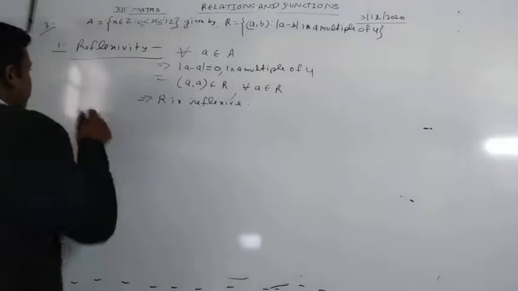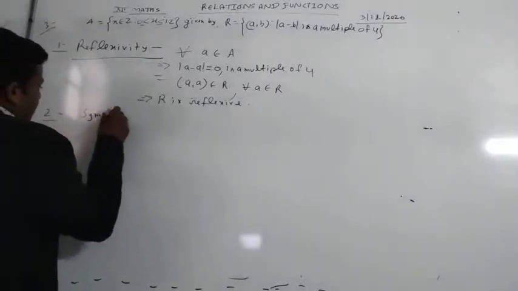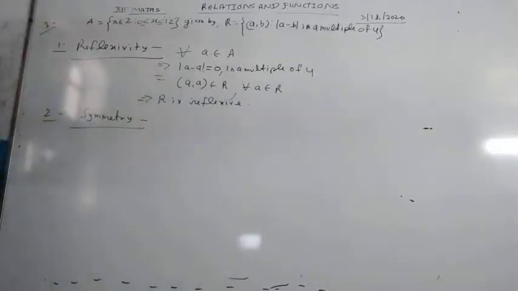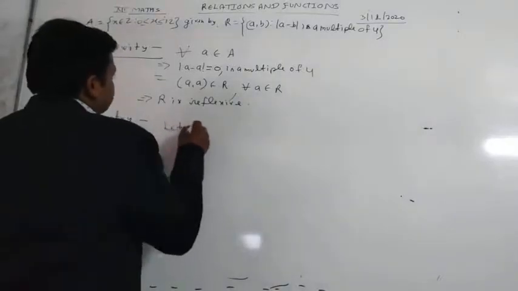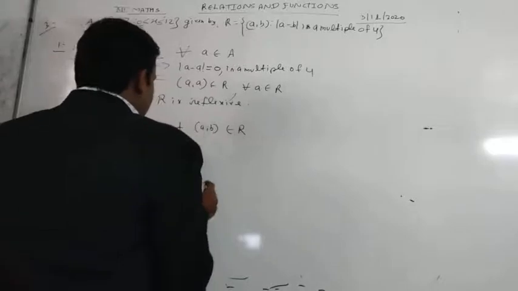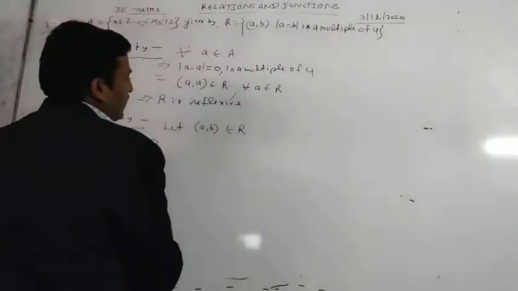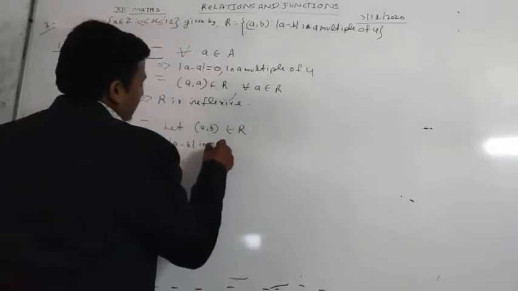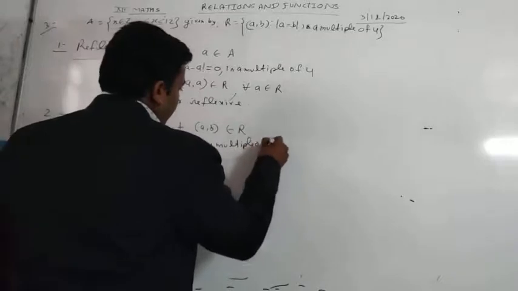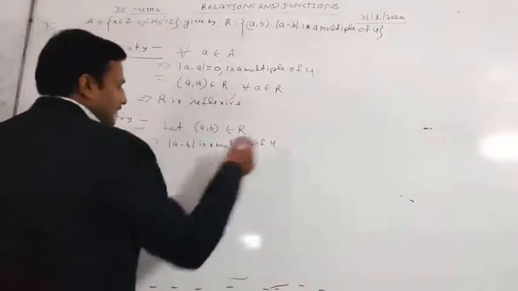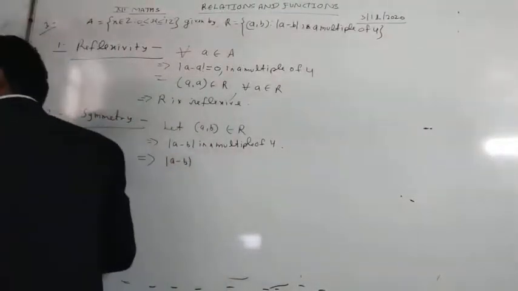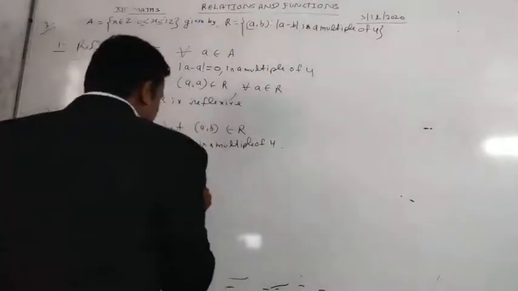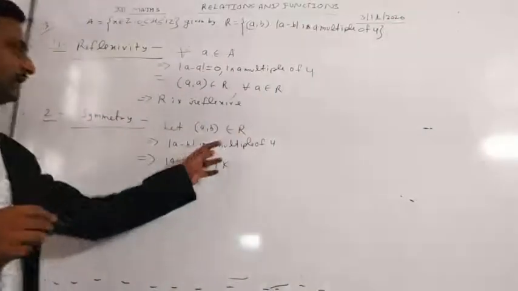Now we will show that R is symmetric. Second is symmetry, and for symmetry we always use: let (a, b) belong to R, so that (b, a) belongs to R. So let (a, b) belong to R. If (a, b) belongs to R, then we can say that a minus b is a multiple of 4, and this says that a minus b is equal to 4k, any constant, it is the multiple of 4.